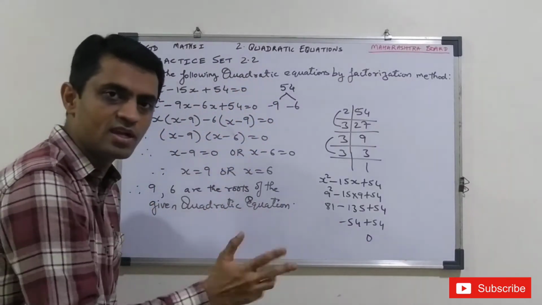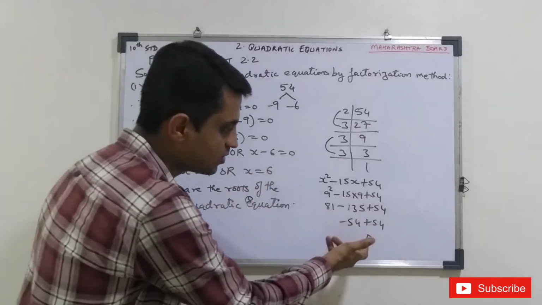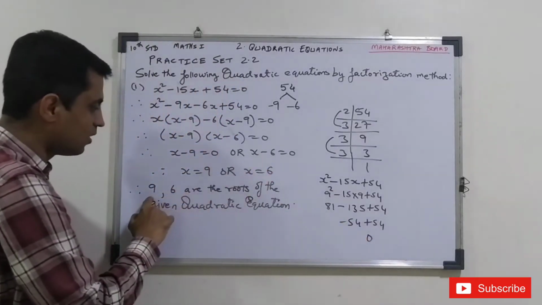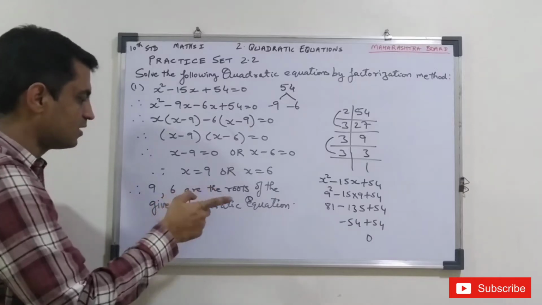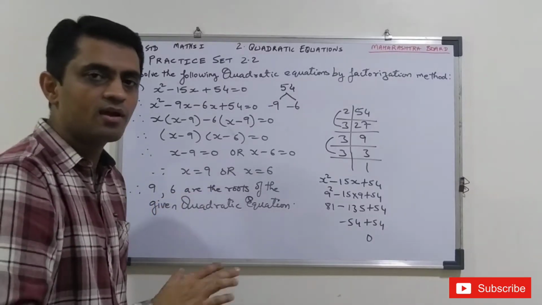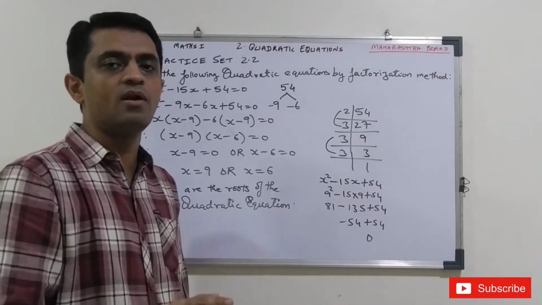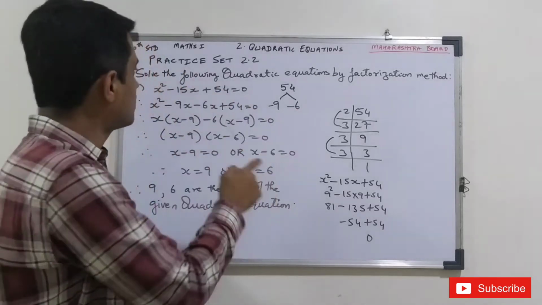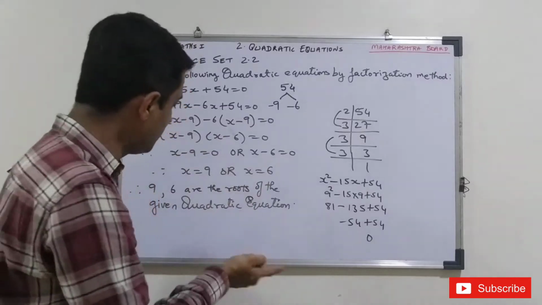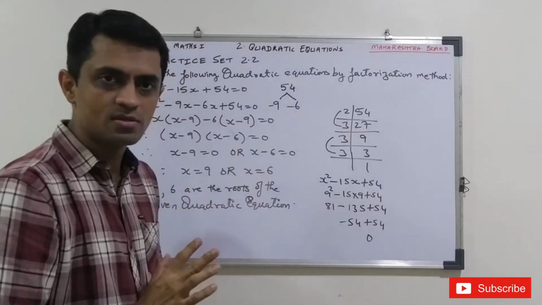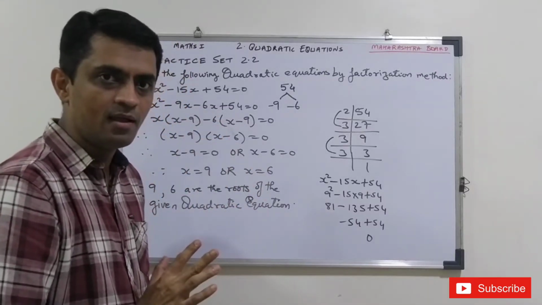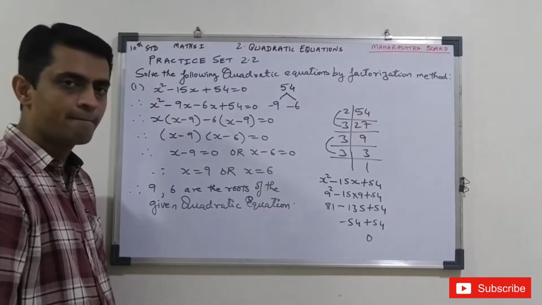Similarly, you can check with 6 also. That will also give you 0. That's why it is called 9 and 6 are the roots of the given equation. You can call them roots, you can also call them solutions. But in a quadratic equation, we call it a root. Why? Because we are dealing with a square. That's why we use the word roots. Is it clear, everybody? Please note it down.